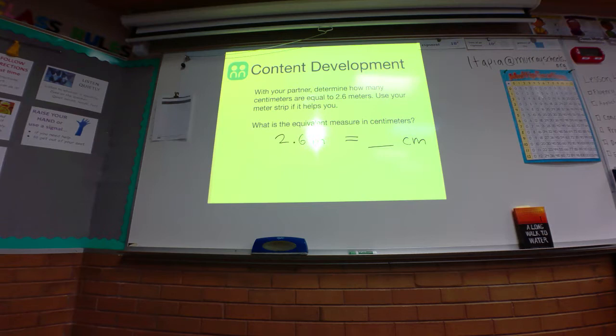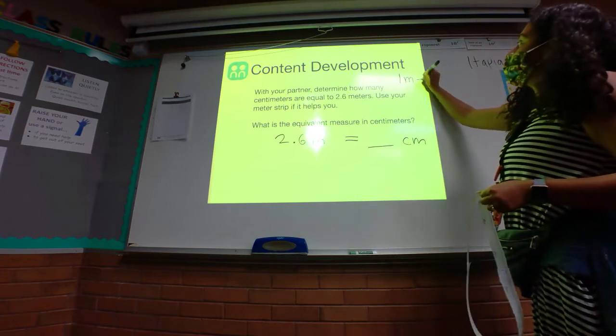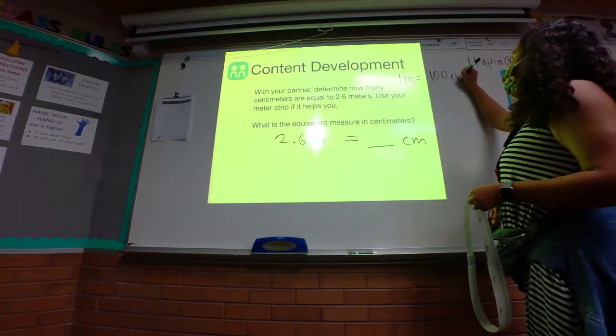¿Cuántos centímetros hay en 2.6? So if you look at your meter strip, right? You're using the whole thing twice. Okay, ¿cómo guardaste 260? Yeah, sounds like you're support that. ¿Cuántos centímetros hay en 1 metro? 10 centímetros. Ok, so 1 metro son 100 centímetros.